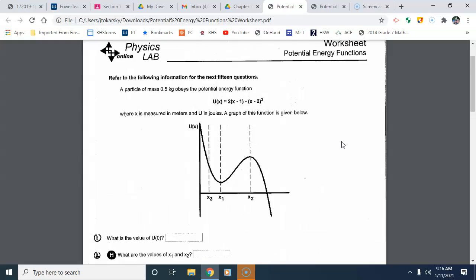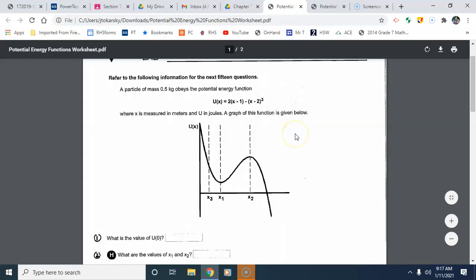The main reason I added this in is because there just wasn't a lot of questions in your textbook about this topic. And sometimes there's some questions that pop up in the AP test on this. And this assignment got into pretty much everything possible that aspect you could be asked about these potential energy functions.